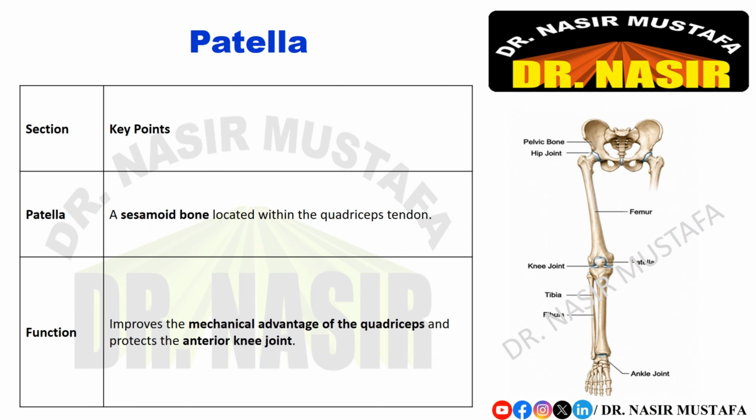Patella. The patella is a sesamoid bone located within the quadriceps tendon. It forms part of the knee mechanism and improves the mechanical advantage of the quadriceps muscle. It also protects the anterior aspect of the knee joint.